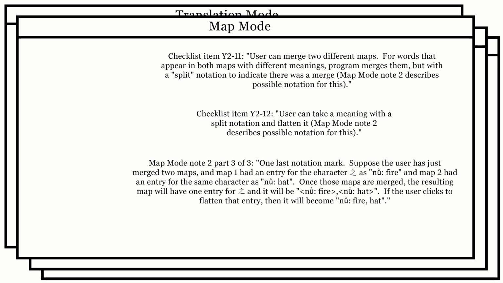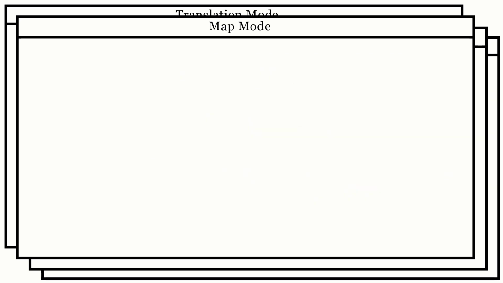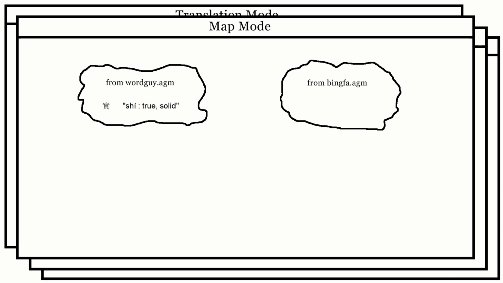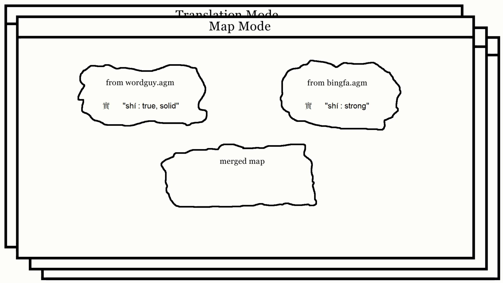Well, I like making maps that are specific to this or that particular book. So let's suppose I made a map for Word Guy Scroll 1, and for this character here, I have the meanings true and solid, and suppose I made a map for the Art of War, and for the same character, I have strong. Now, suppose I want to merge those maps and start translating some other work that I'm not very familiar with. Now I merge the maps, and the resultant map has an entry for this character that says, in pointy brackets, true, comma, solid, comma, in pointy brackets, strong. So that's split notation. In the pointy brackets on the left, it has just what the first map had for it, and in the pointy brackets on the right, it has just what the second map had for it.